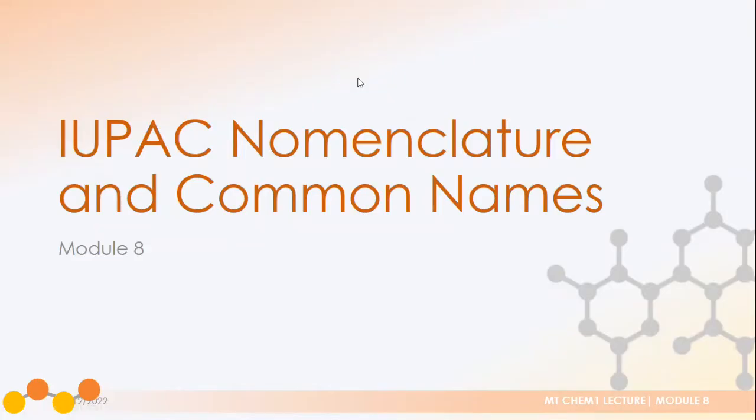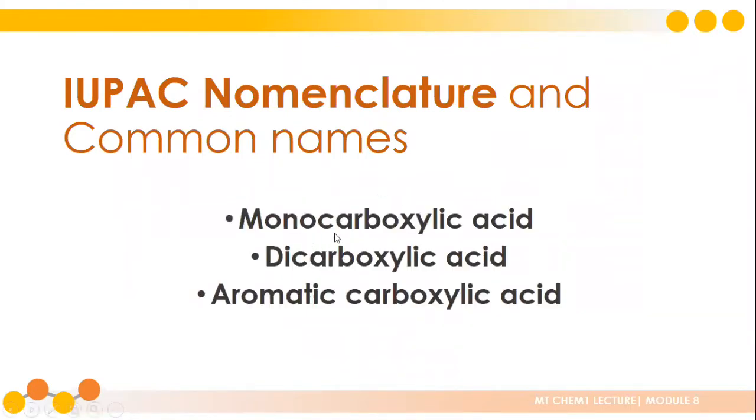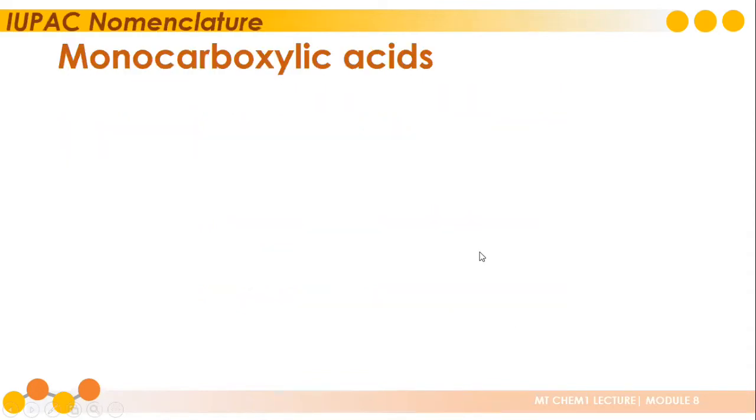Let us now proceed with the IUPAC nomenclature and the common names of carboxylic acids. Let's start first with the IUPAC nomenclature of carboxylic acid, starting with monocarboxylic acid. As mentioned during the discussion of our outline, naming is divided into three parts, which is monocarboxylic, dicarboxylic, and aromatic carboxylic acids. Let's take a look at the rules for naming the monocarboxylic acids. First, what are monocarboxylic acids? From the name itself, it only has one carboxyl group present on the whole compound.